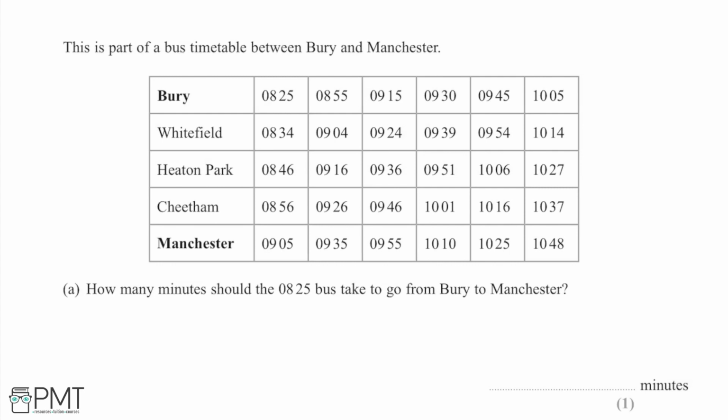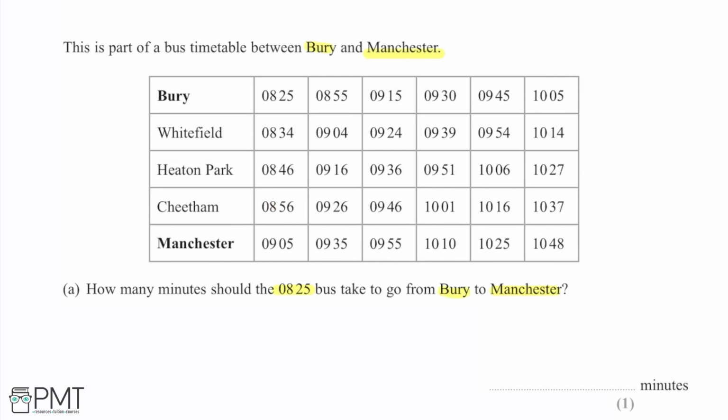So in this question, we have part of a bus timetable between Bury and Manchester, and then we have the timetable below, and we're asked how many minutes should the 8:25 bus take to go from Bury to Manchester. Now with questions like these, when we're given a table, it's often a good idea to start by making sense of it and see what it's showing us.